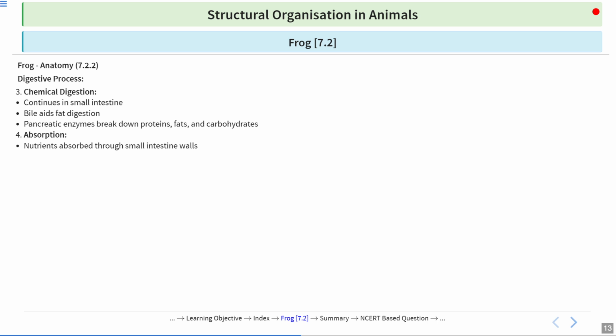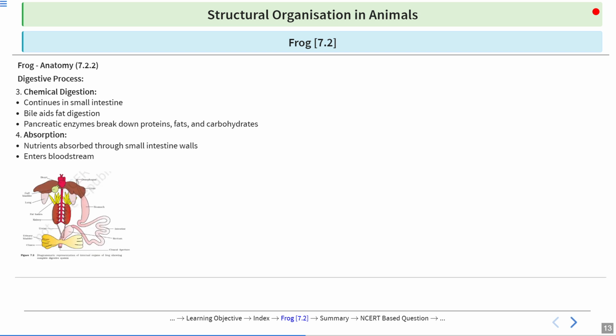Absorption. Nutrients get absorbed through the small intestine wall. The small intestine wall has a brush-like border that is called villi. And these villi can absorb the digested food materials. So where does the digested food material enter? It directly enters the bloodstream, the assimilation process, right?